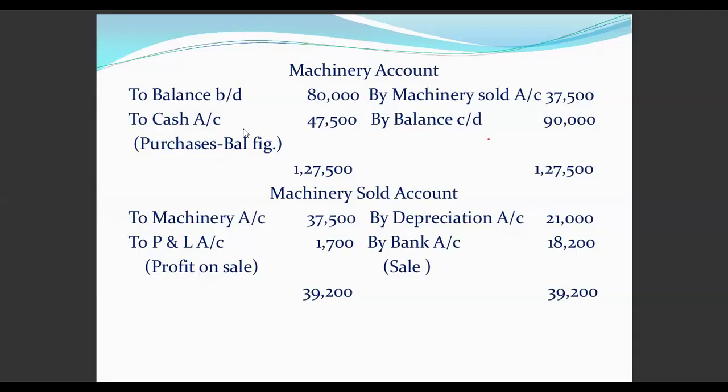The cost of that machinery is 37,500. We sold this machinery for 18,200 and the depreciation was 21,000. So total becomes 39,200. So my gain is 1,700. So as a teacher, because of experience, I quoted this gain without calculation of working notes.